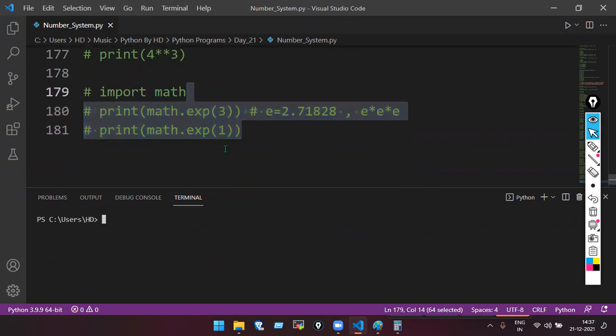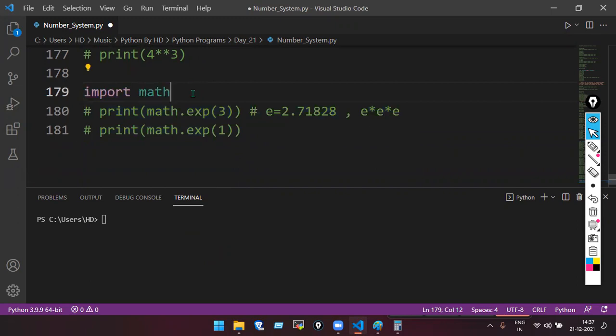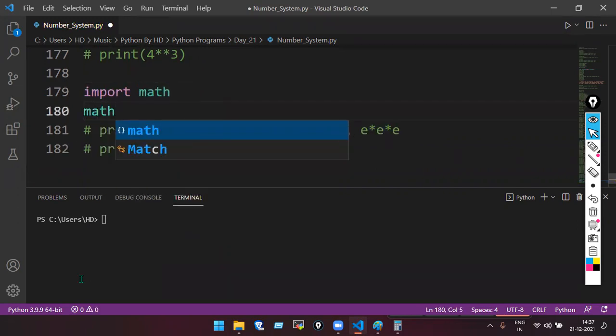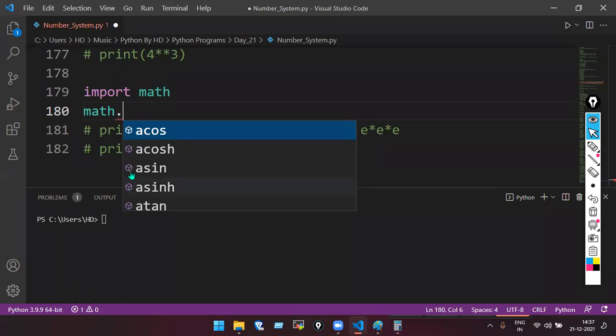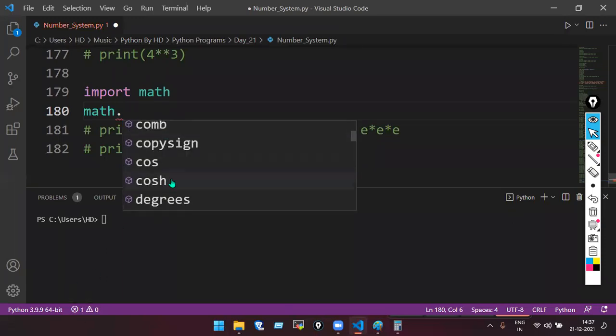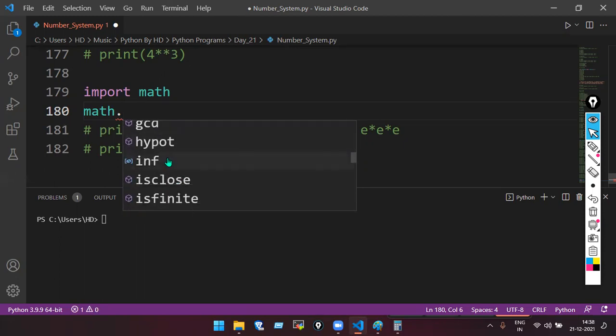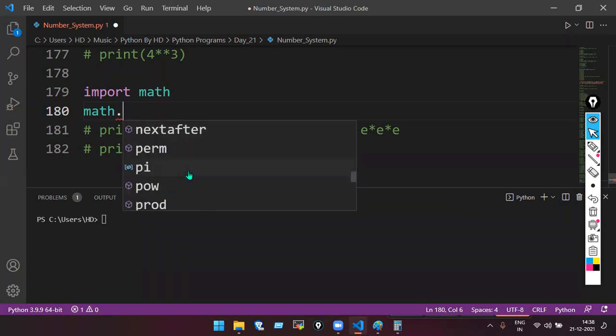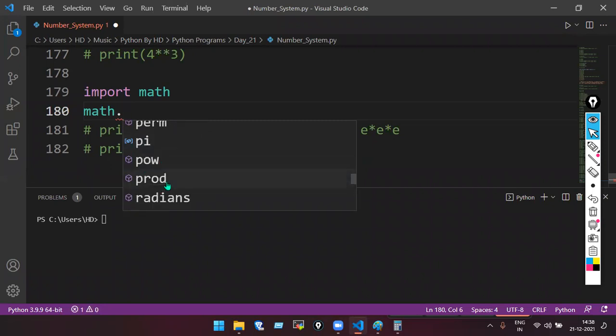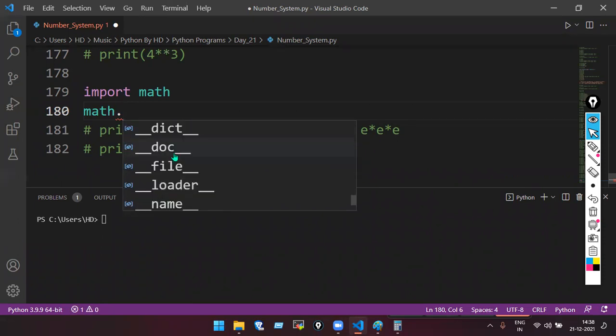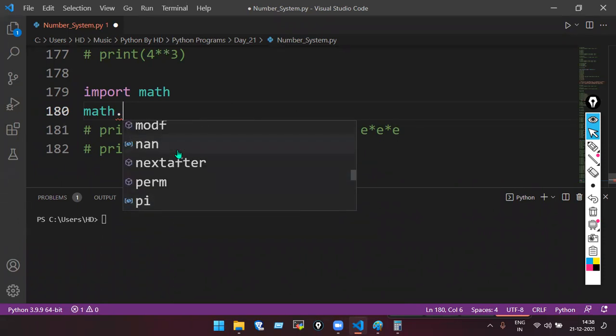If I just import math, in the math I'll be having many things. Say just math dot. Yeah: acos, asin, atan, ceil, comb, sin, cos, degrees, factorial, floor, mod, fsum, GCD, sqrt, LCM, log, permutations, combinations, pi value, power, square, product, radians, remainder, square root, tan. So these are some of the methods available in the math module. This is what you're going to see in tomorrow's class.